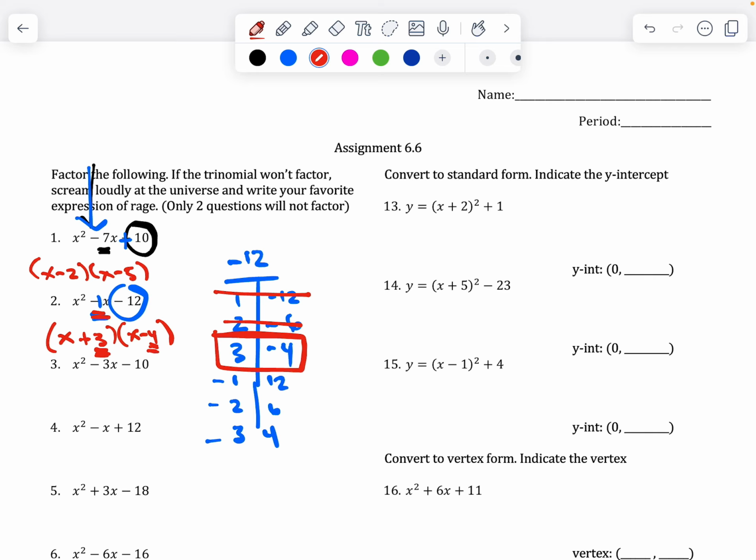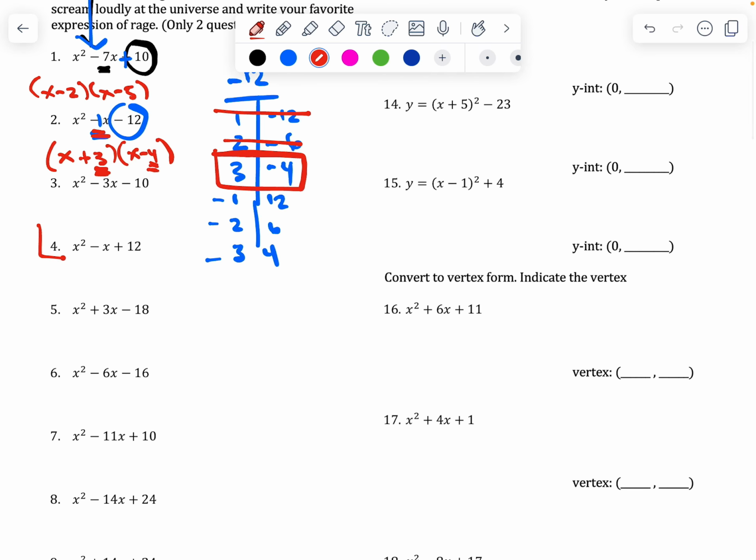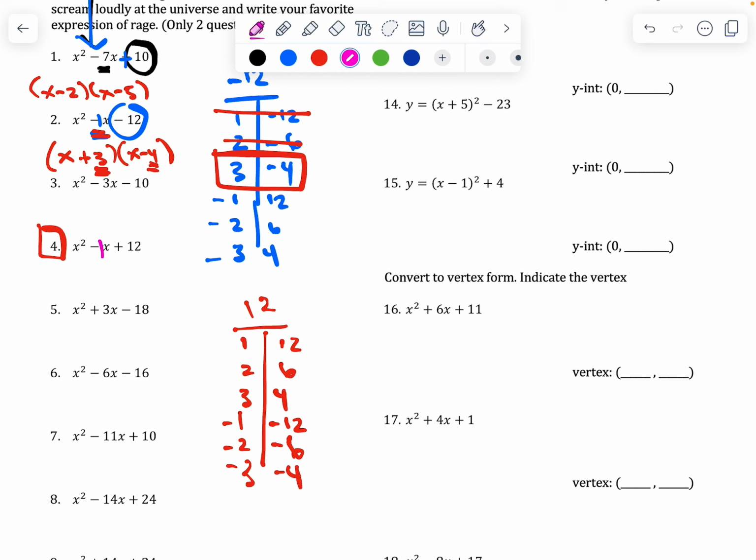Okay, now 2 of them won't factor. Let me give you one of the ones that won't factor. It's going to be this one, number 4. I'll show you why. If you have +12, you have 1 and 12, 2 and 6, 3 and 4. You could also do -1 and -12, and negative makes a positive, -3, -4 make a positive. Now I'm looking through the list trying to find a -1, and none of these will give me -1. So this one will not factor. We can just say, darn, it won't factor. There's only one other question in this column that won't factor.